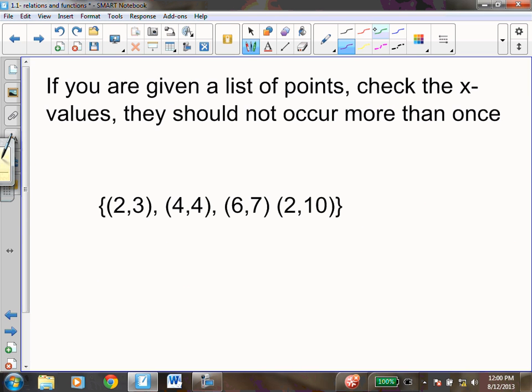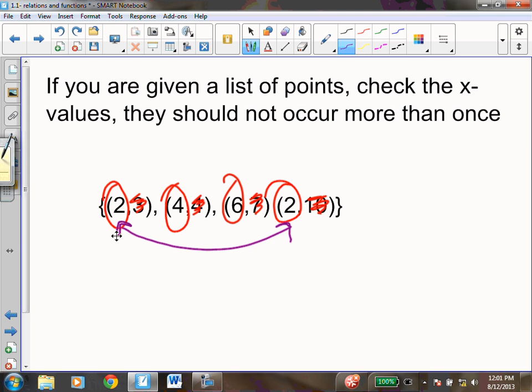Sometimes we're given a simple list of coordinates. To determine if I have a function out of these coordinates, I have to look at the x value, because I only care about my domain. And I examine them: 2, 4, 6, and 2. Right away, I can say that I do not have a function because the input of 2, or the x value of 2, has 2 outputs. It has 3 and it has 10. So this is not a function.